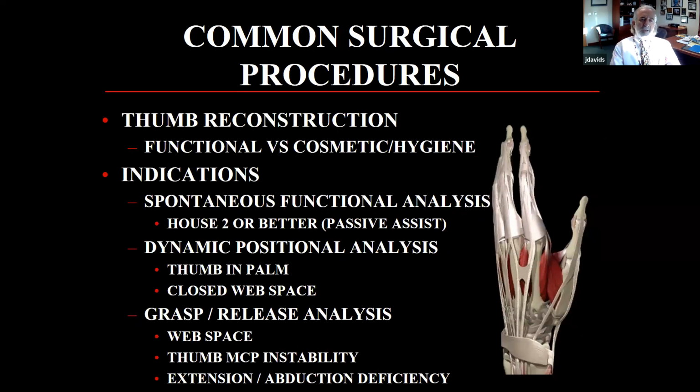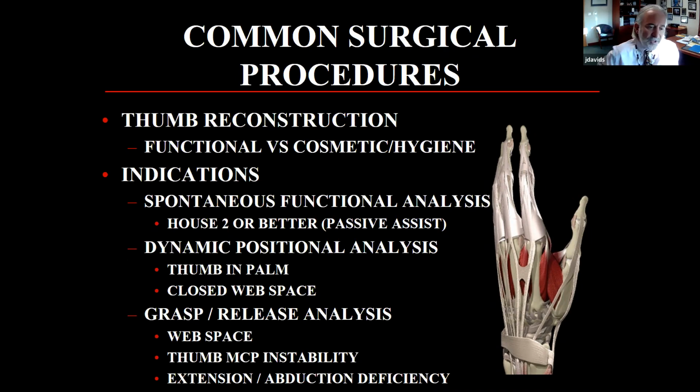Thumb reconstruction is complex. I would say this is the most difficult area for decision-making and outcome assessment in upper extremity surgery for children with CP. The principal issue is whether we are performing a functional or a cosmetic hygienic type reconstruction. The indications are a spontaneous functional analysis of House score 2 or better if we're hoping for a functional improvement.